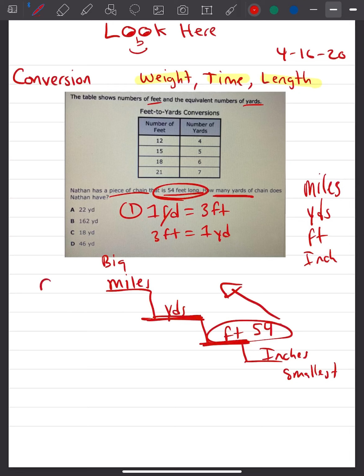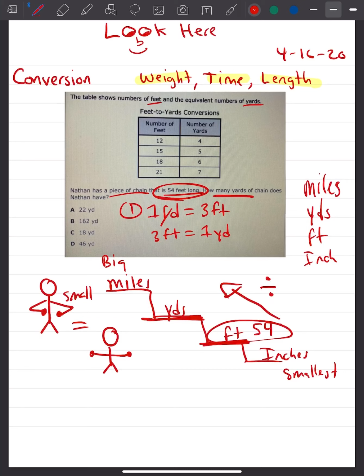So if you use your hands, I'm going to give you a little visual here. If you use your hands, we're going from a small to a big. What do you think we're going to have to do, guys? What does this look like? When you extend your arms out, it looks like division, right? So we're going to have to divide.